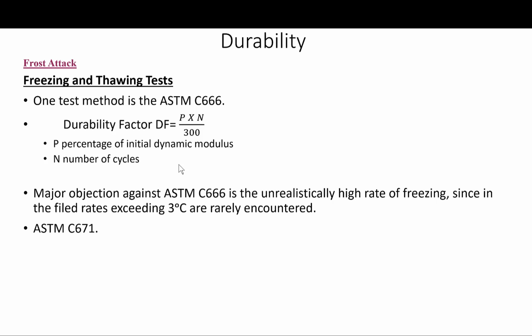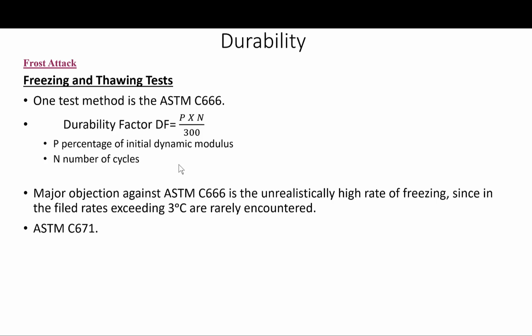So the test requires that not less than 25% and 20% of the cycle time be used for thawing, in procedure A and B respectively. 25% for procedure A, 20% for procedure B. The test is continued, either continuously or intermittently, for 300 cycles, or until the dynamic modulus has reached 60% of its initial value, whichever occurs first.